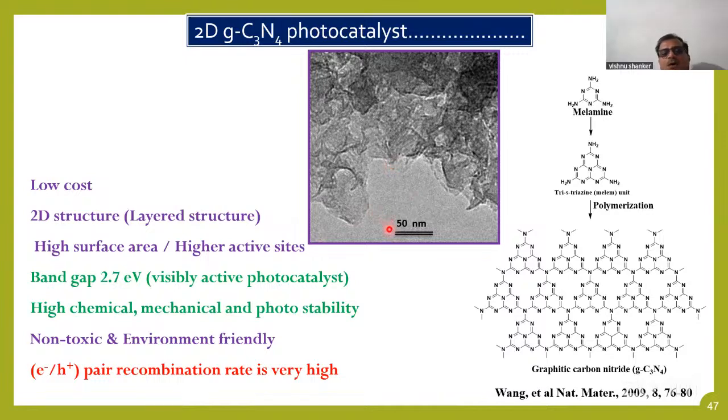But the only problem here is the recombination rate. The electron hole pair recombination is very high. As soon as the electron hole pair is formed, the tendency is to recombine again. So that means the electron hole pair cannot be used for the oxidation reduction process, right? That is the disadvantage. So how to overcome this problem? We made the effort to make a nanocomposite of that. Right. So how to make the nanocomposite, and with what material?